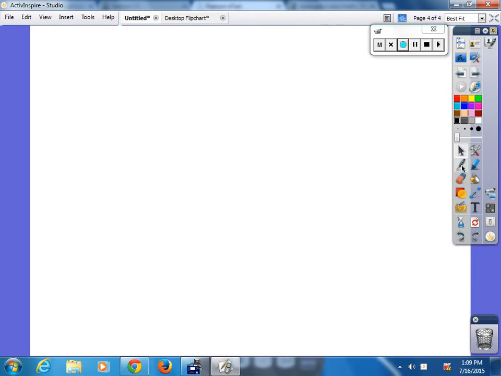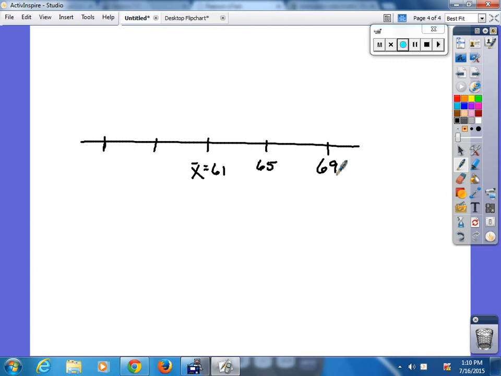You remember me telling y'all a long time ago, whenever you have a mean and a standard deviation, what was the standard deviation? 4. So this would be 65, and this would be what? And this would be 57, and what?